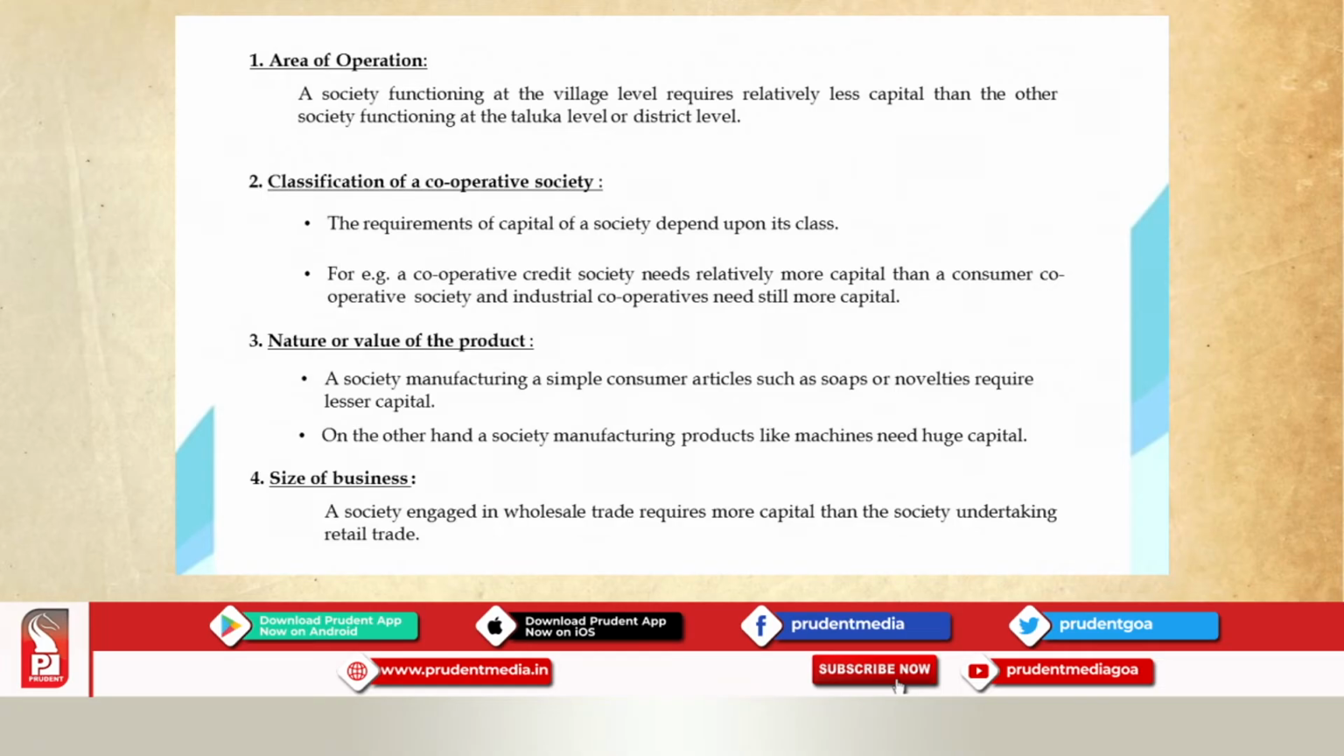Say, suppose for example, a cooperative society is producing small articles like soap or toothpaste, then it will require less capital. Whereas on the other hand, if it is manufacturing big machines, then that society will require more capital.